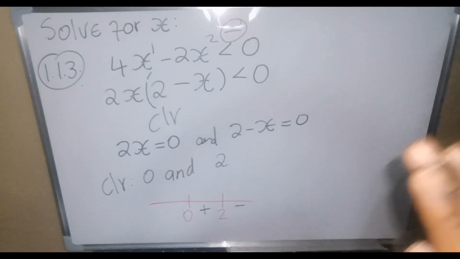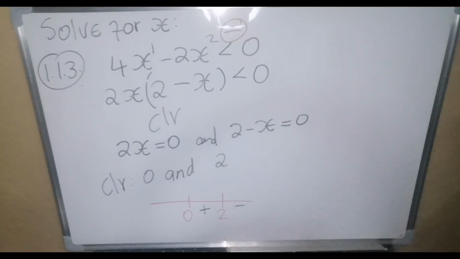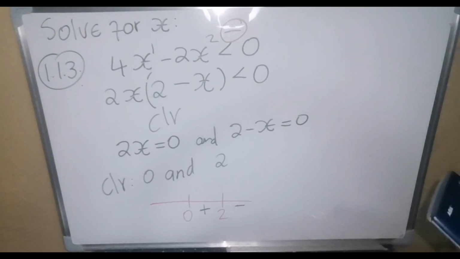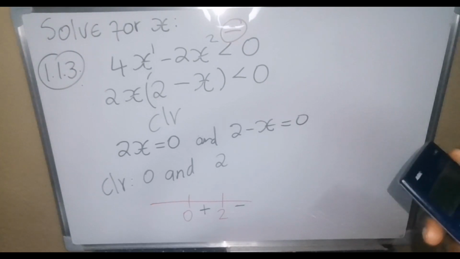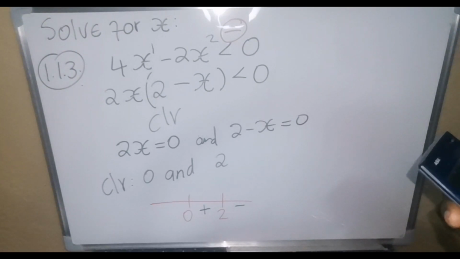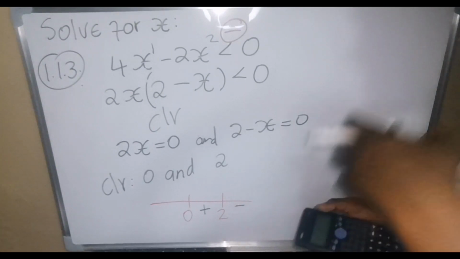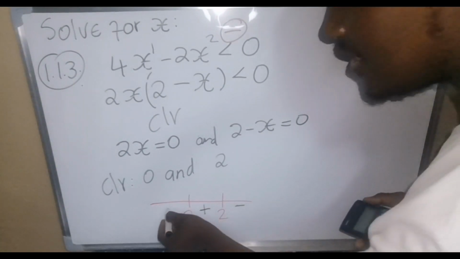Let me now take any value that is smaller than 0. Let us take negative 1. 4 times negative 1 minus 2 times negative 1 squared. The answer is negative 6. We check the sign here, and it is negative.